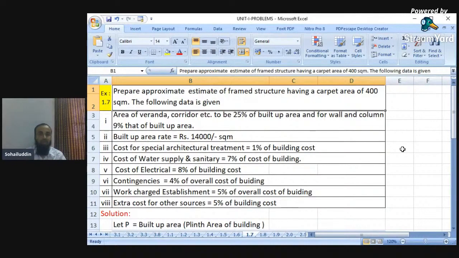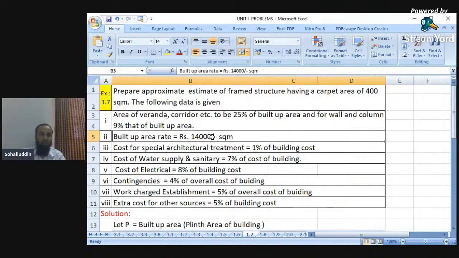Then what is the built-up area rate? The built-up area rate is given as 14,000 per square meter. Next is the cost of specific architectural treatment. Again, it is given as 1% of building cost. Cost of water supply and sanitary is given as 7% of the cost of building. It is one and the same, so it is given as 7% of the cost of building.